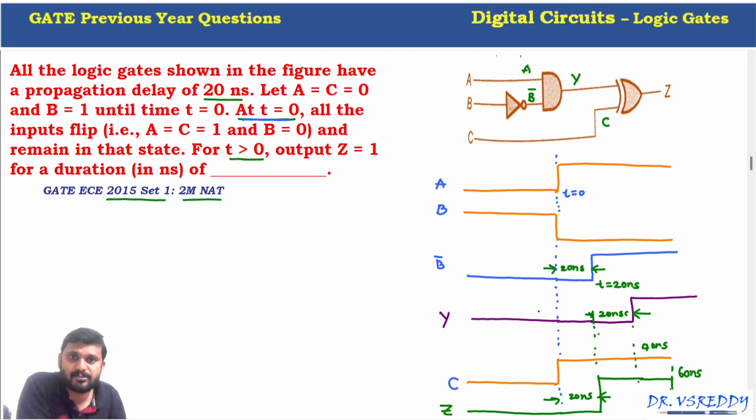So now if you observe, output Z is equal to 1 from 20 nanosecond to 60 nanosecond. So this period, the duration is 40 nanosecond. So for this 40 nanosecond, Z equal to 1. So this is a numerical type answer. So the answer is 40 nanoseconds. It's a very simple problem.